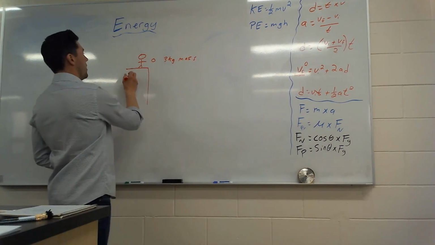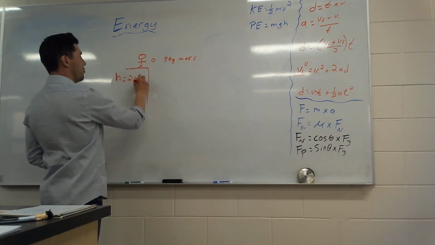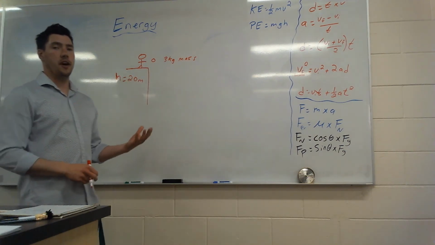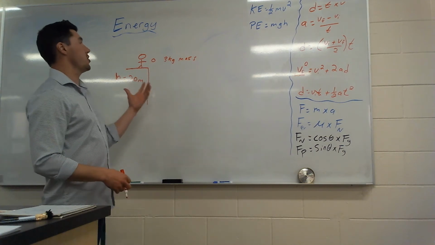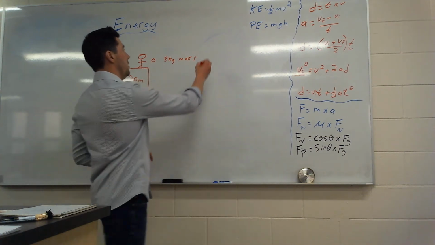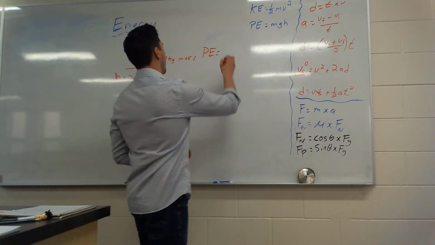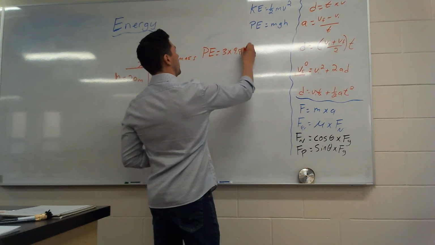And let's say we are at a height of 20 meters. So pretty high up. All right, so what would my potential energy be of this bowling ball? Well, for potential energy, it would be mass, which is 3, times gravity, 9.8, times 20.